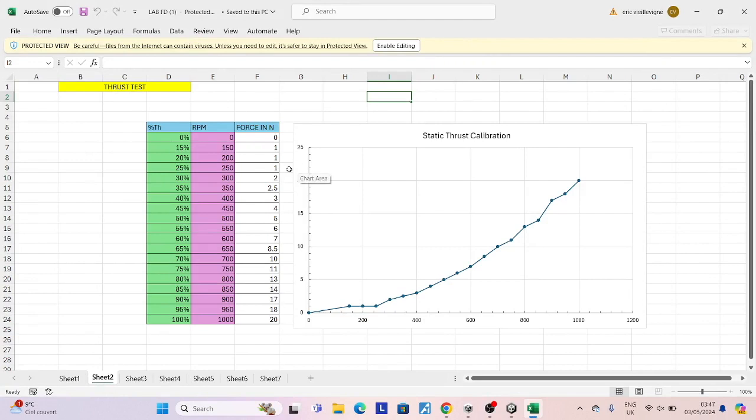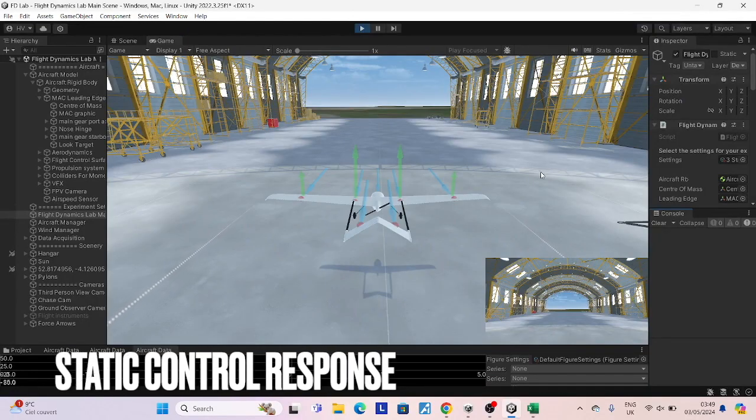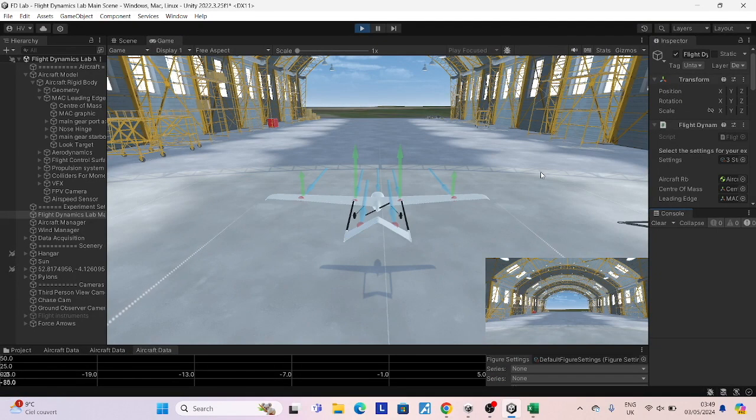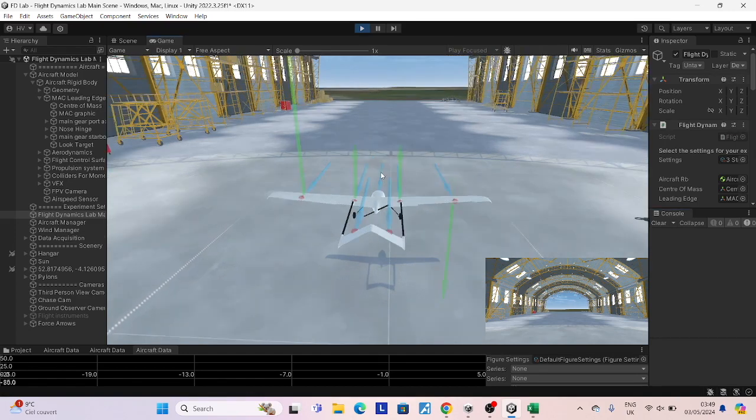The throttle is increased in increments. It's given here as RPM, and at each point we record the thrust. This allows us to understand how the throttle input affects the thrust output, which is important knowledge for the pilot. We also need to verify that the aircraft responds correctly to the input controls. So we have roll right, roll left, pitch down, pitch up, yaw right, yaw left, and flaps down, flaps up.